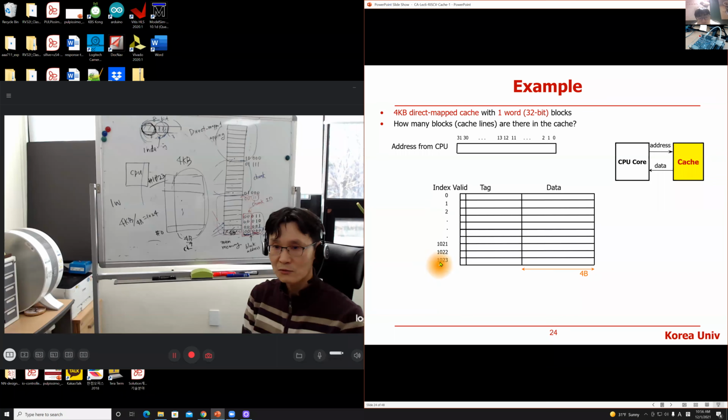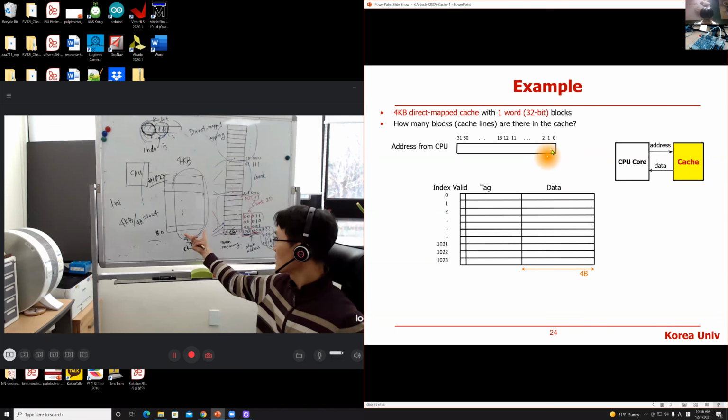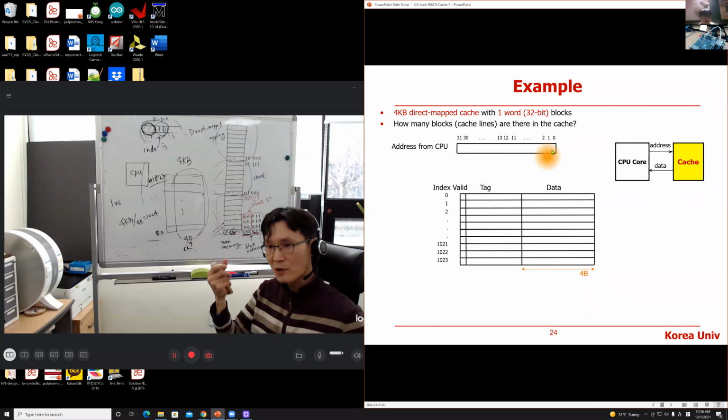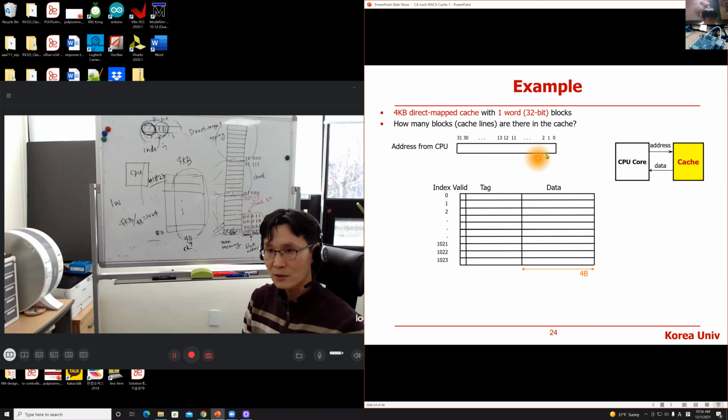Then how do you search from the address the CPU generates? We are talking about block address, and in this case the block is 4 bytes. To get the block address from the byte address, just ignore the last 2 bits, then use the next 10 bits to index and search the cache like this.